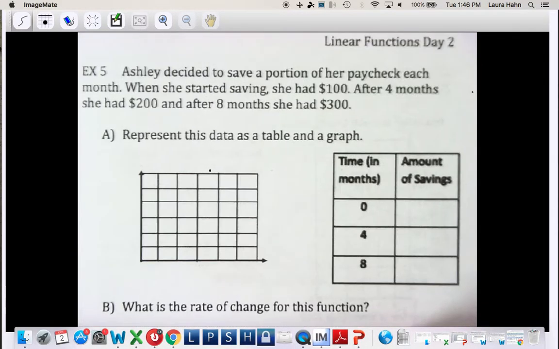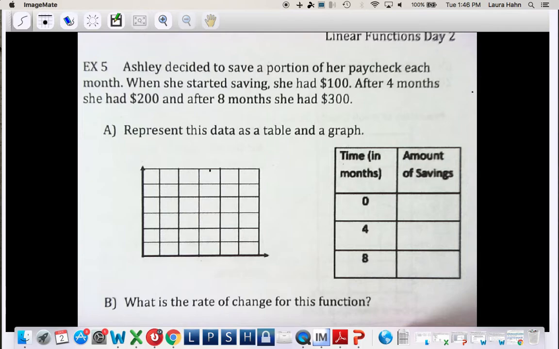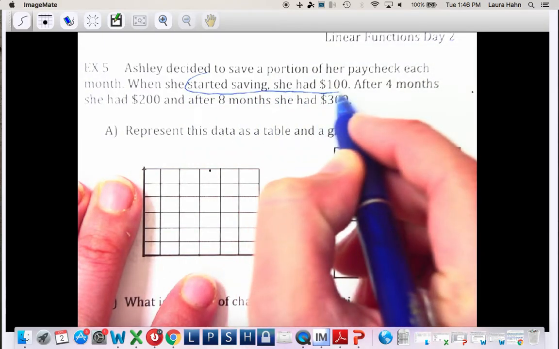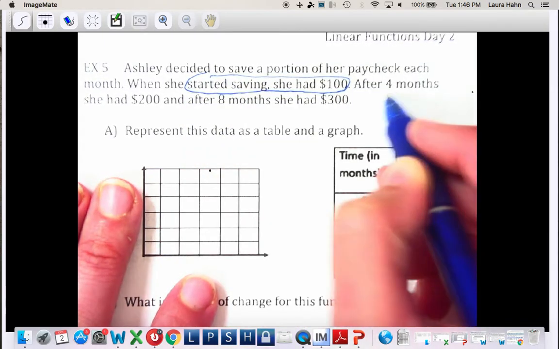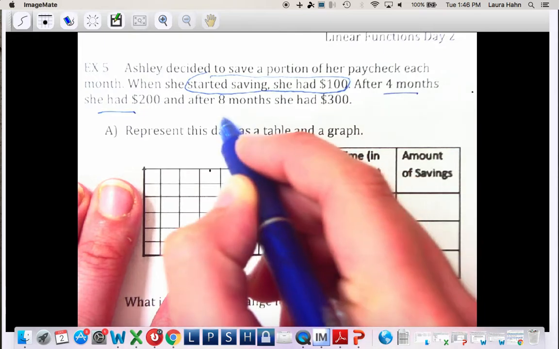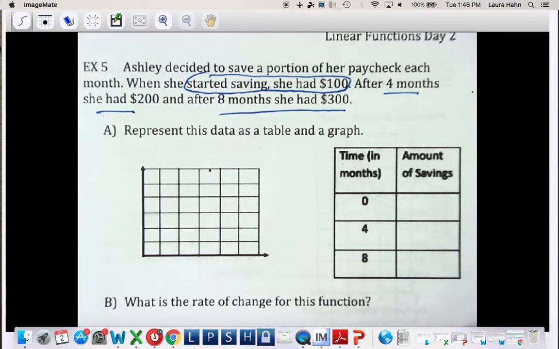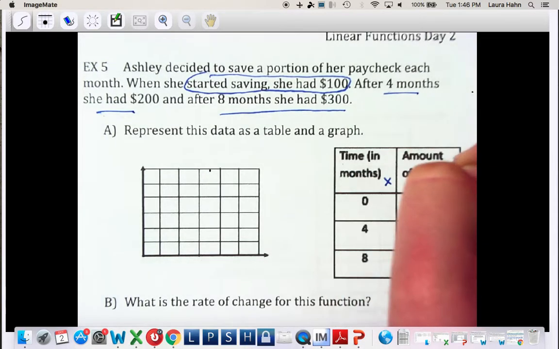Okay. Ashley decided to save a portion of her paycheck each month. When she started saving, she had $100. So started saving, that's important. She had 100. After 4 months, she had 200. After 8 months, she had 300. So let's fill out our table. We know that x always comes first, y comes next.